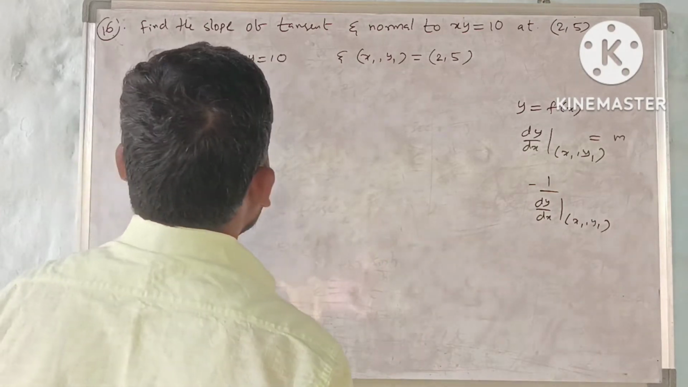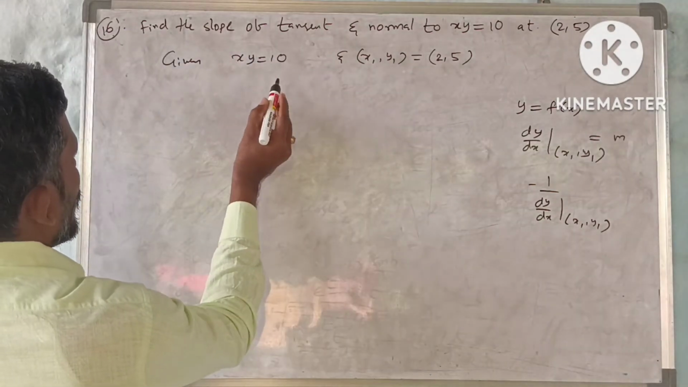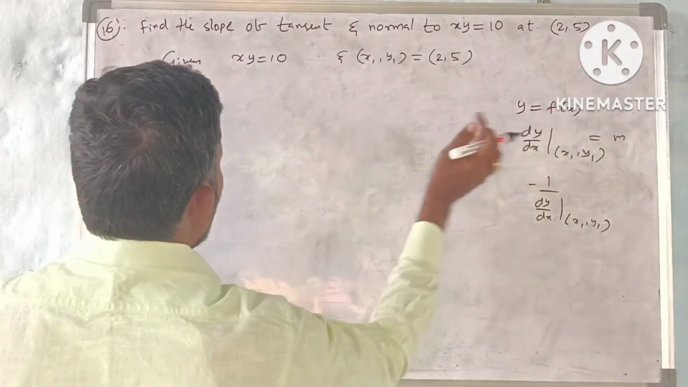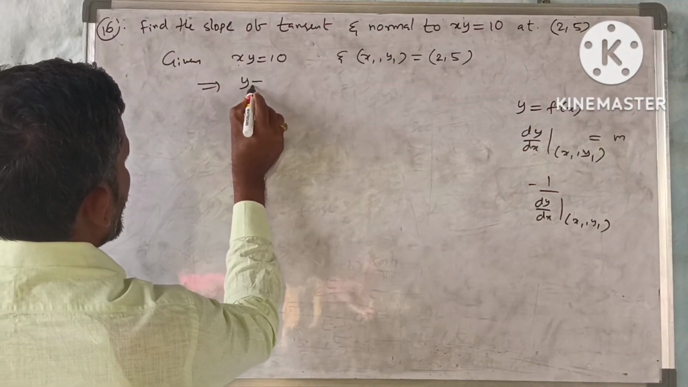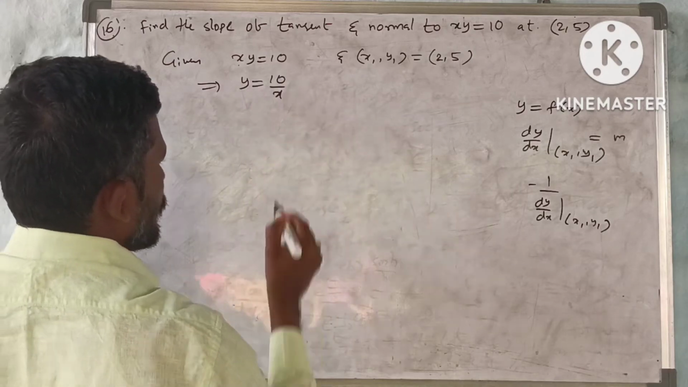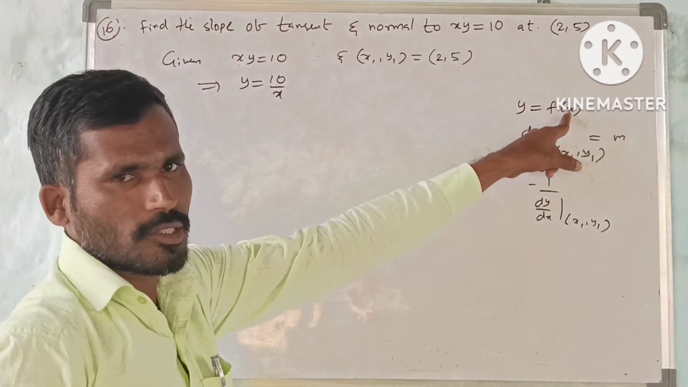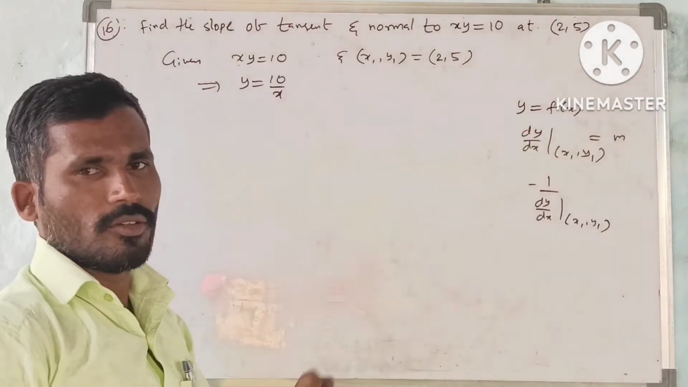Okay. So for that I am taking what is given here. We want y is equal to f of x, so that's why I am taking this x to the right side. y is equal to 10 by x. y is equal to f of x, you got. For this we have to take the derivative.